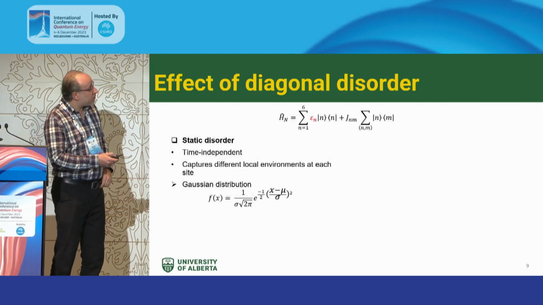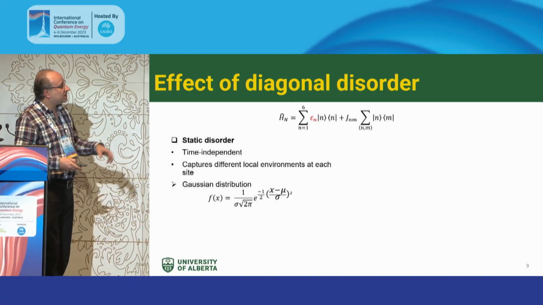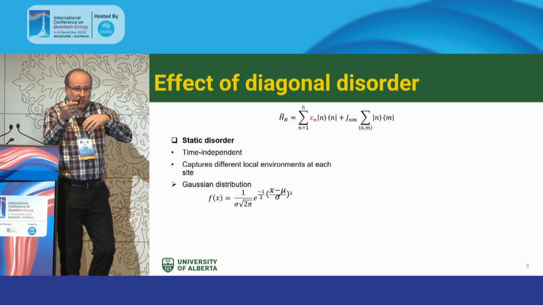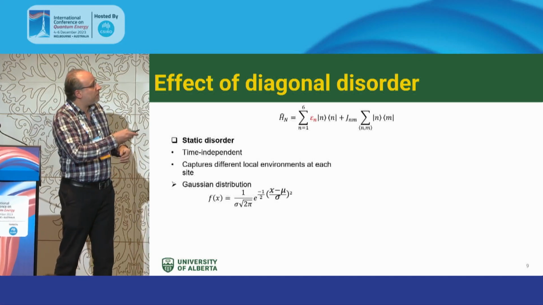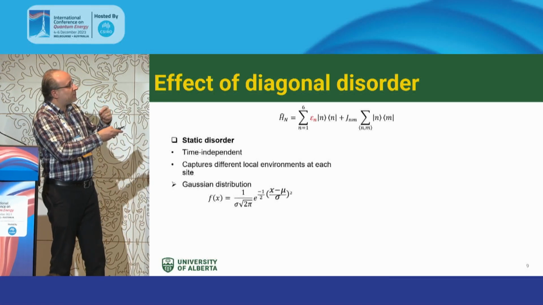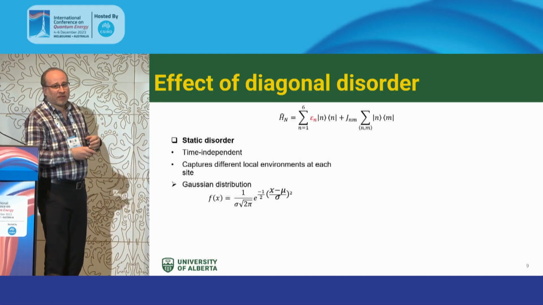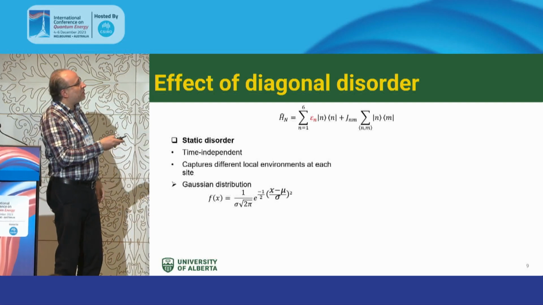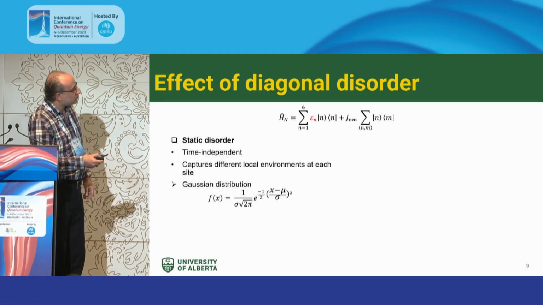So I'm going to show you the results for two types of disorder, starting with static disorder. Static disorder, as the name implies, is time independent. At the start of each trajectory, we introduce these static disorders. We add or subtract some small change to the site energies, and in doing so we're capturing the effect of different local environments around each site. We sample the disorders from a Gaussian distribution with some width sigma.